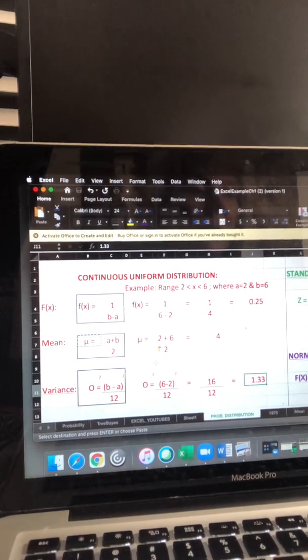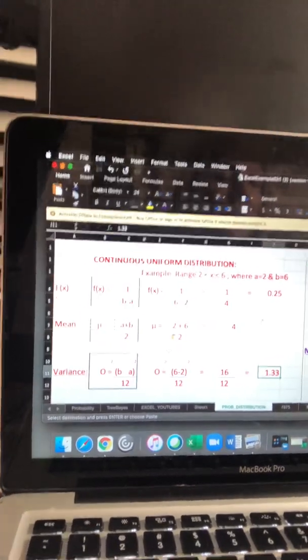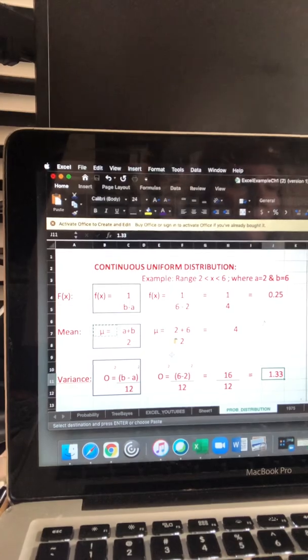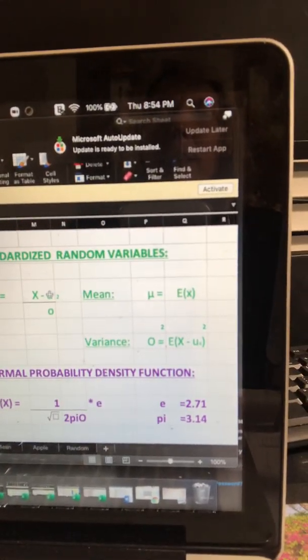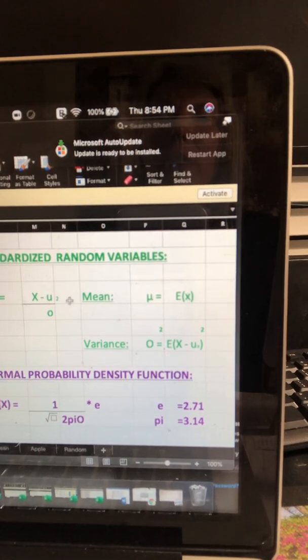Now we are going to get next into standardized random variables, where we are introduced to the formula Z. Now for the Z formula, what we're looking at here is X minus mu divided by sigma square.